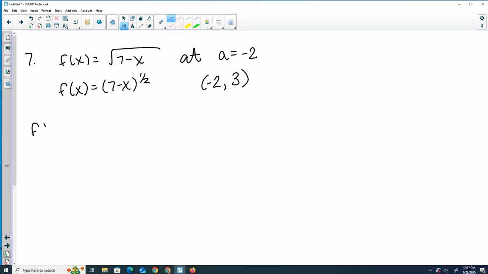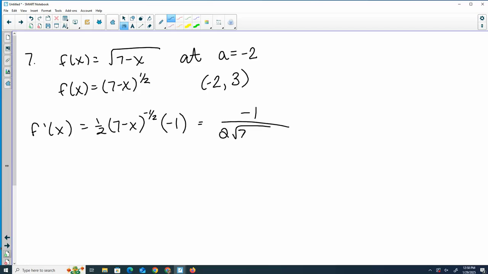So our derivative, exponent comes down, inside stays the same, subtract 1 from the power, times derivative of the inside. Okay, you can leave it like this. I always rewrite it because I need to plug numbers in. A -1/2 is a square root on the bottom. So that's my derivative. So my slope is when you put -2 into your derivative. So we get -1/6. So now we have a point and a slope.